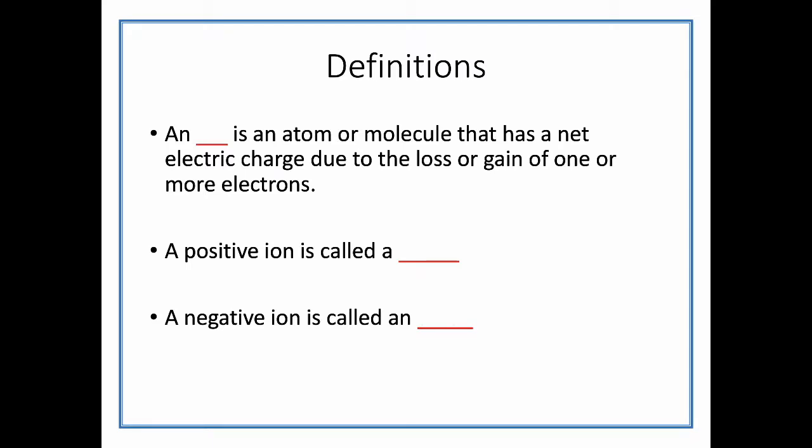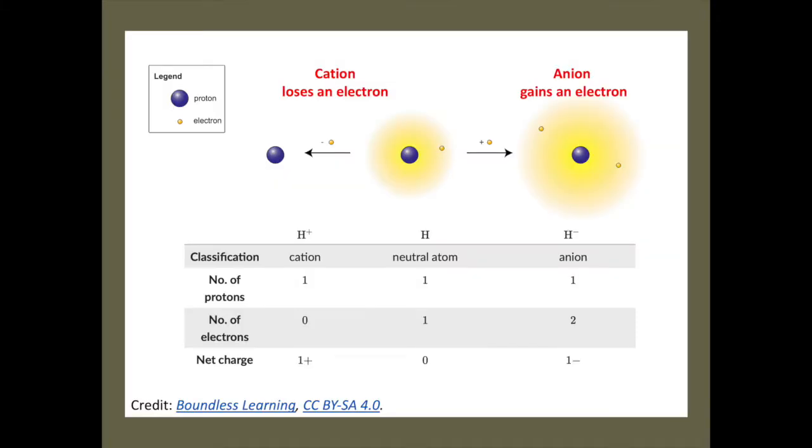Before we start, let's go over some basic vocabulary. An ion is an atom or molecule that has a net electric charge due to the loss or gain of one or more electrons. A positive ion is called a cation. A negative ion is called an anion. A cation is formed when an atom loses one or more electrons. An anion is formed when an atom gains one or more electrons.